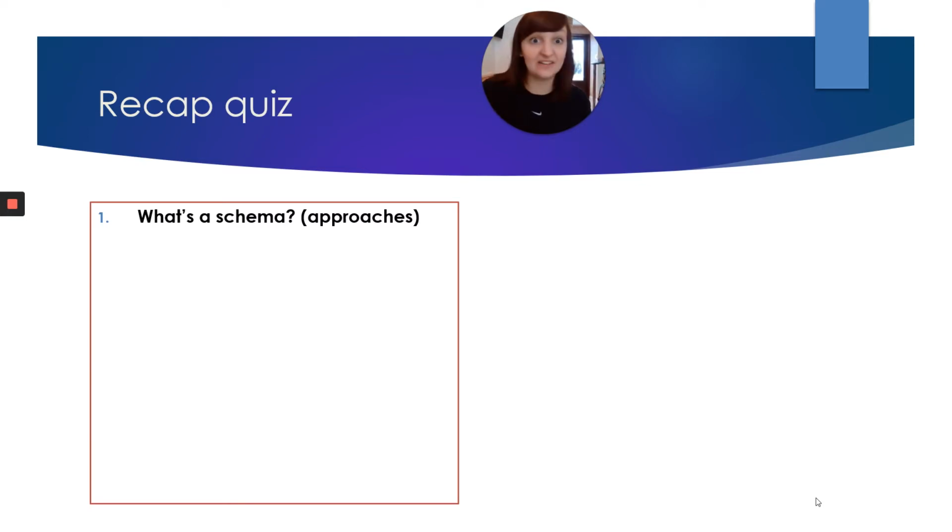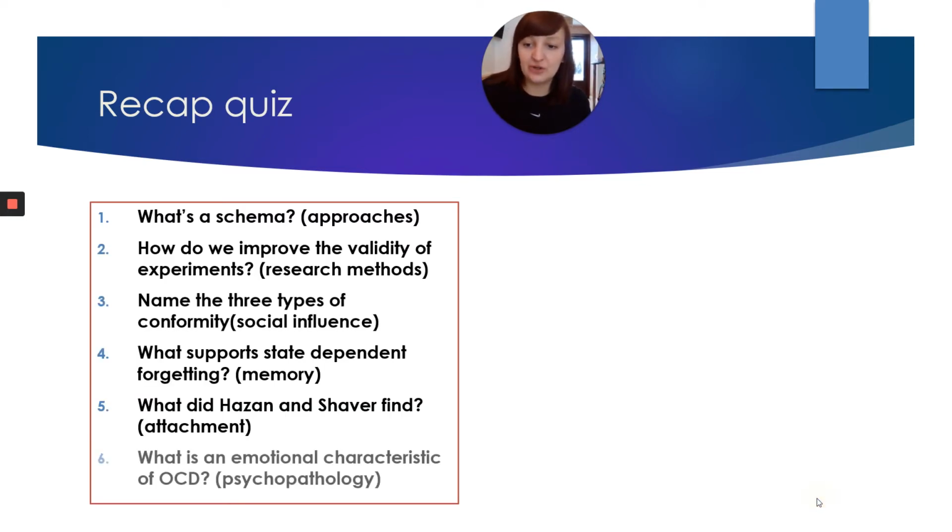So let's start then. 6 questions to refresh yourself and to guide your revision. That's why they're there. So we've got, how do we improve the validity? We've looked at that last time. 3 types of conformity, state-dependent forgetting, Hazan and Shaver, and then emotional in OCD. So what can you remember?